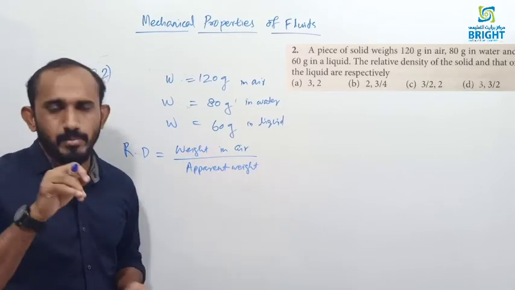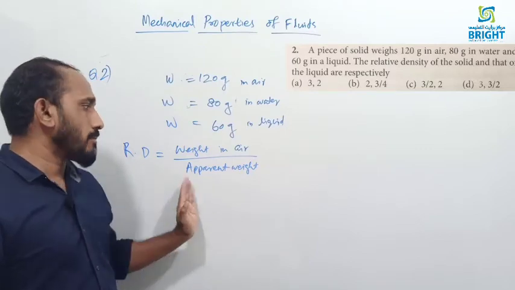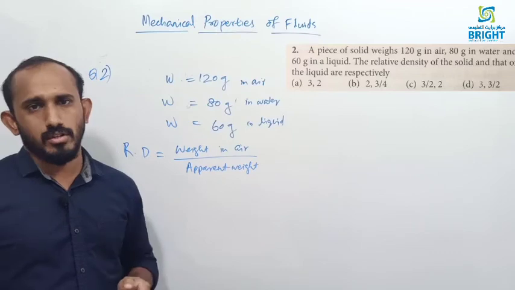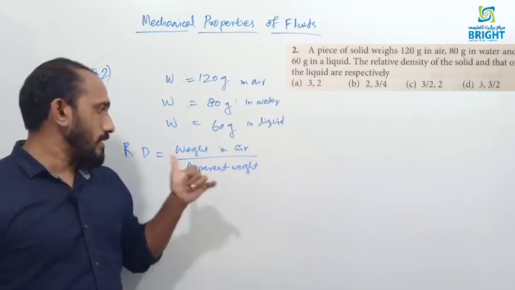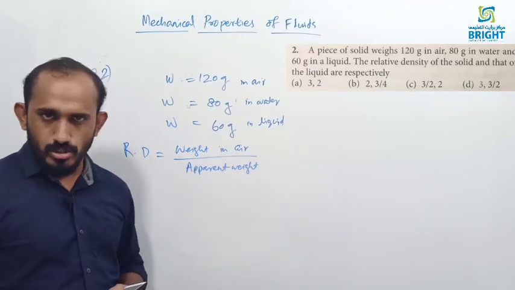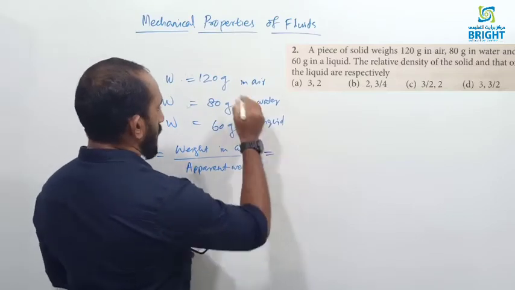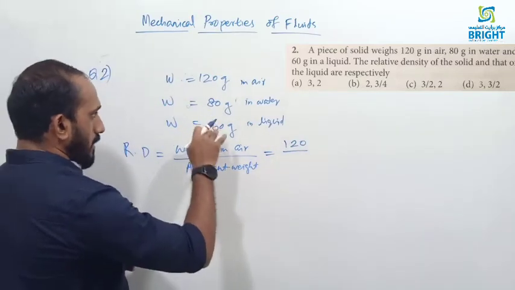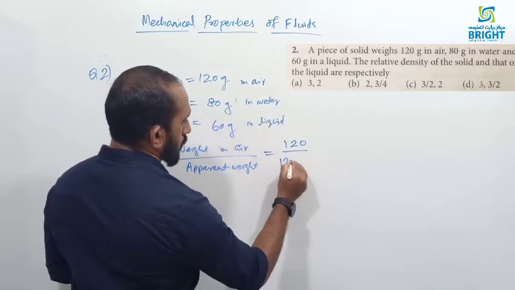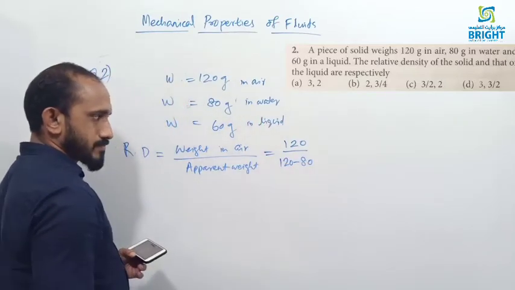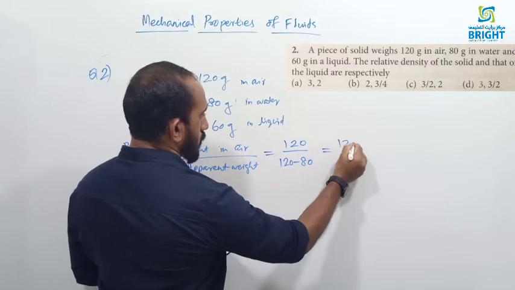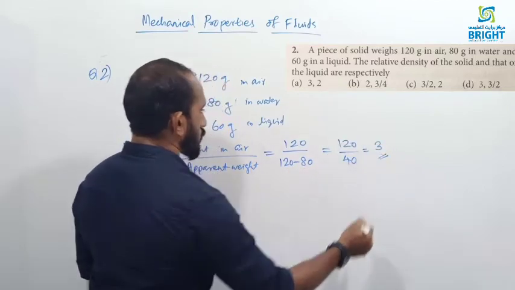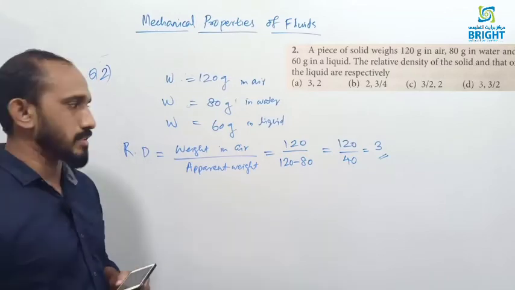Apparent weight means weight in air minus weight in liquid. So we'll get the relative density of the solid. If you put in this one, then what is the relative density? This equation also you can use. So this will be, in air it is 120 divided by apparent weight, in water it is 80, so 120 minus 80. That is nothing but 120 by 40, that is 3. So relative density of the substance is 3.